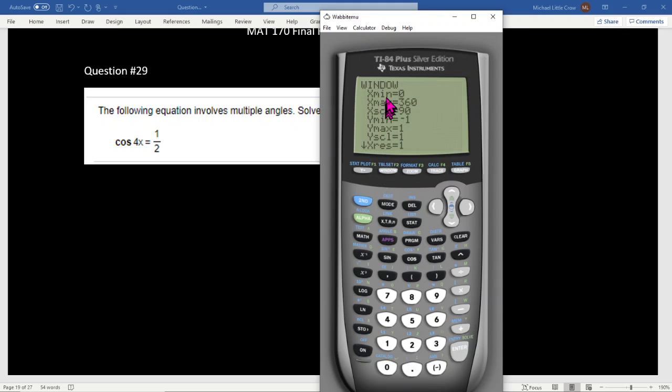So we look at our window going from 0 to 360, which is 0 to 2 pi. The x scale is such that there will be a tick mark every 90 degrees. Since we want to intersect at 1/2, it's fine that we're going from -1 to 1, because we'll see it. Then we go to the graph. There's the cosine of 4x, and there's 1/2, and we're going to have 1, 2, 3, 4, 5, 6, 7, 8 answers.